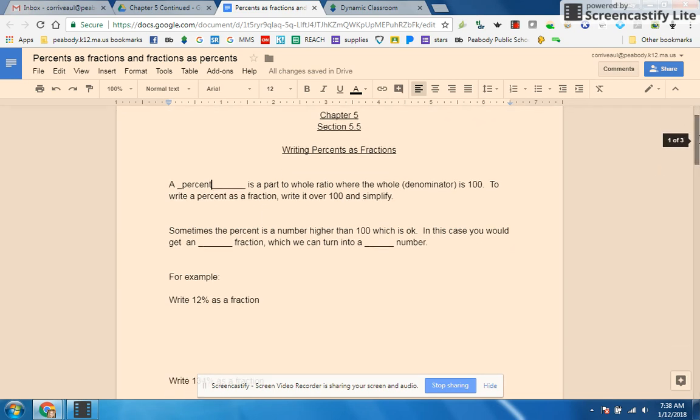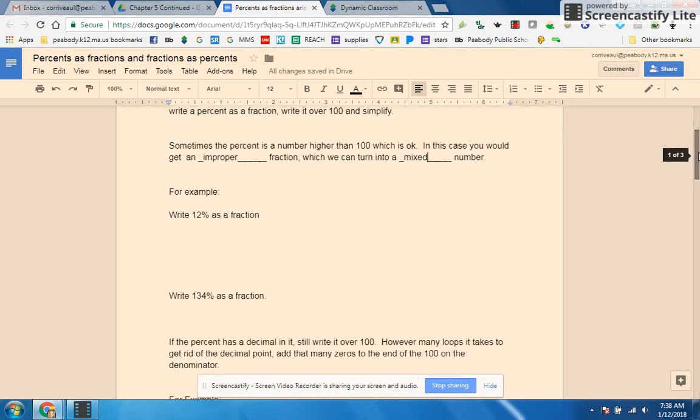Sometimes the percent is a number that's higher than 100, which is okay. In this case, you're going to get an improper fraction, which we can turn into a mixed number. Okay, so let's try a couple of examples. Do these ones with me.